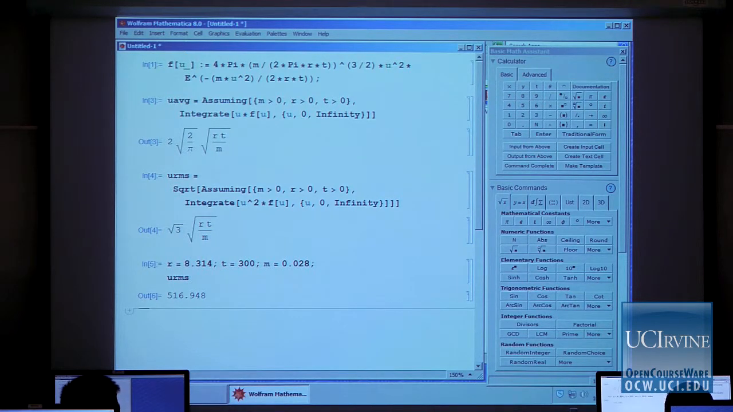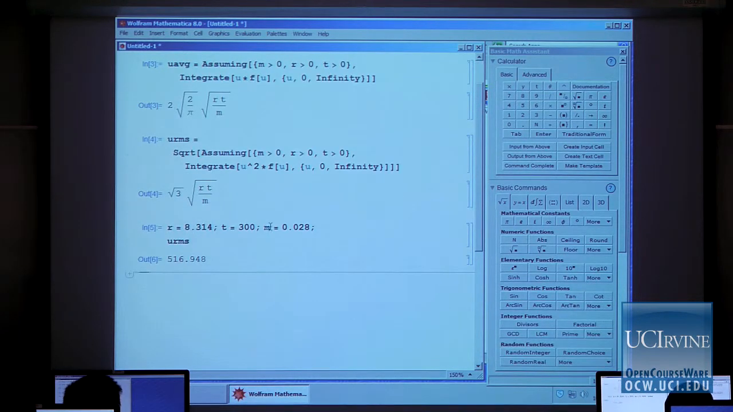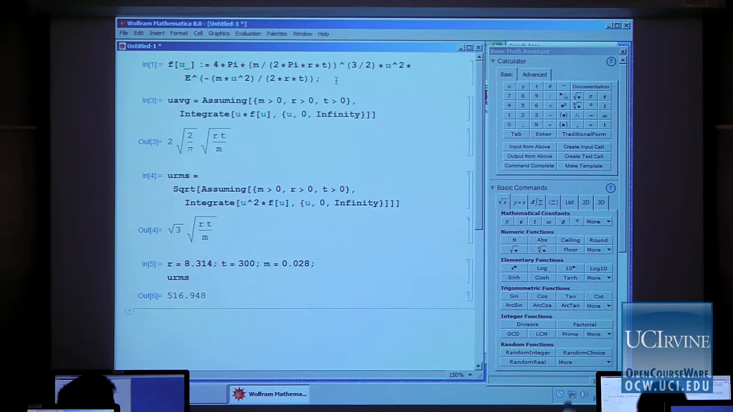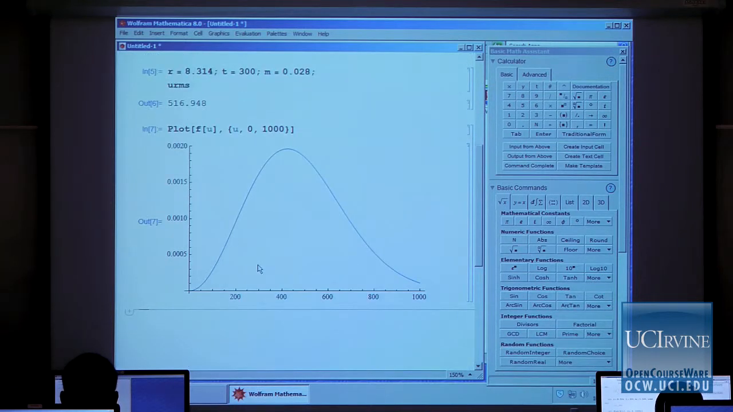Okay, now let's go ahead and do the probability that a nitrogen, well, let's have a look here just for fun. Let's go ahead and plot this guy here with the values that we have. So I think we ought to be able to plot f of u, and then we'll go from u goes from 0 to 1,000 meters per second. Okay, so there's our Maxwell-Boltzmann distribution.